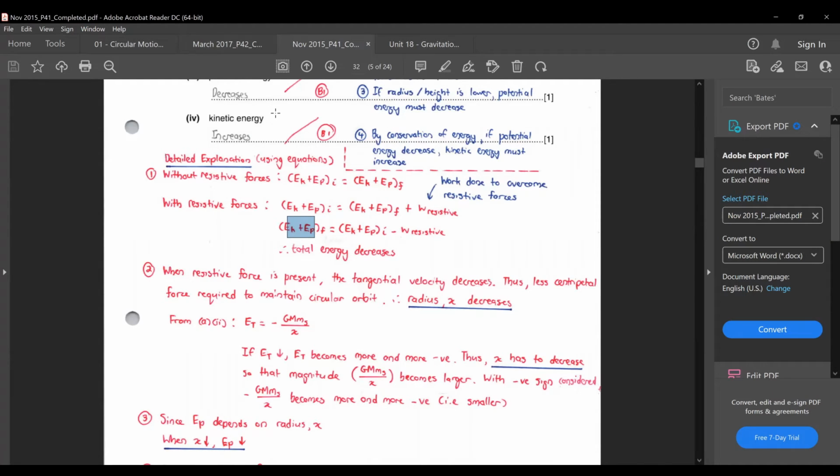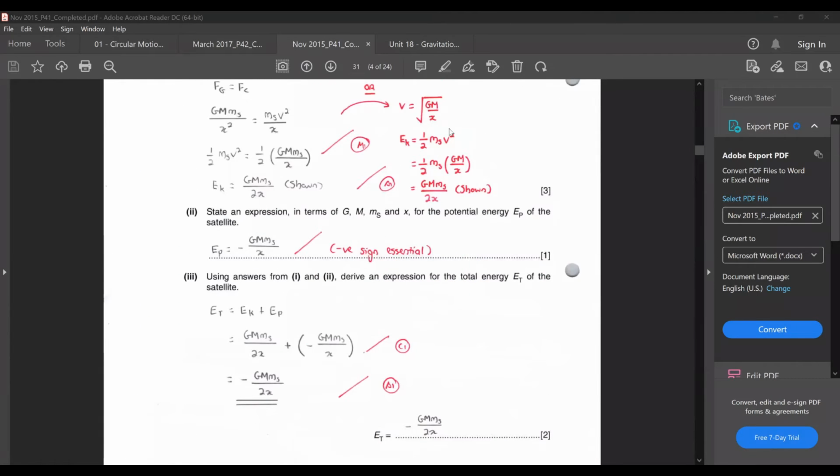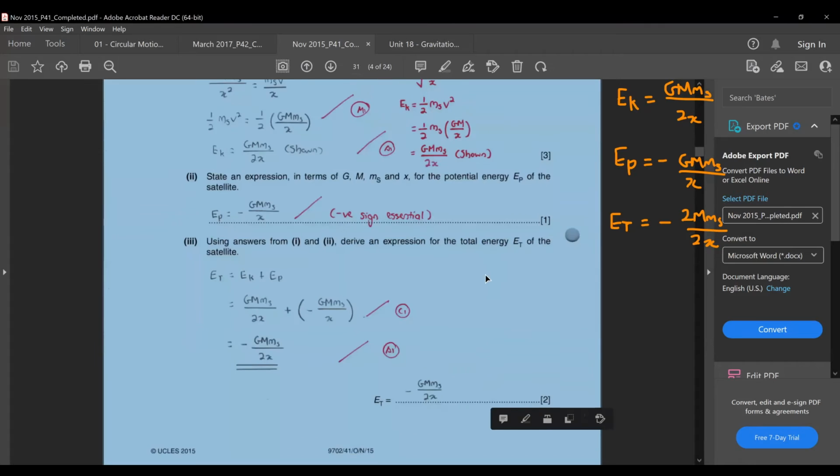we go through the other equations. Let me just write down all the equations. EP is because of the negative sign. The negative sign is the one that causes a lot of issue. EK is this. EP is negative GMMS over X. E total is negative GMMS over 2X. Okay, these are the three energies involved here.